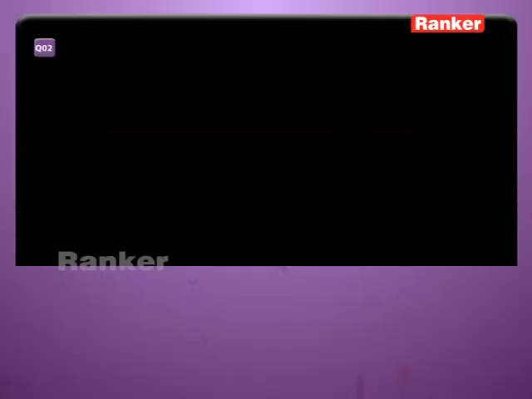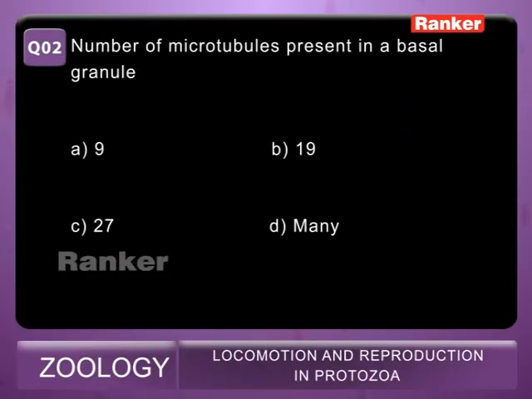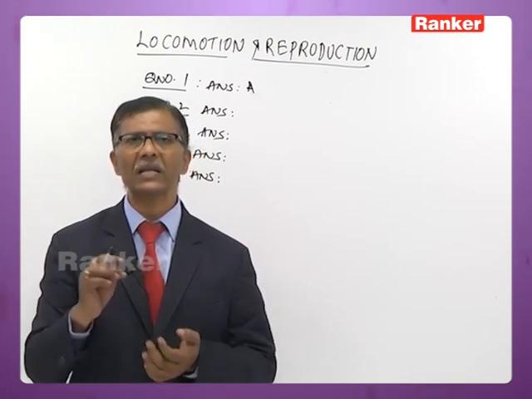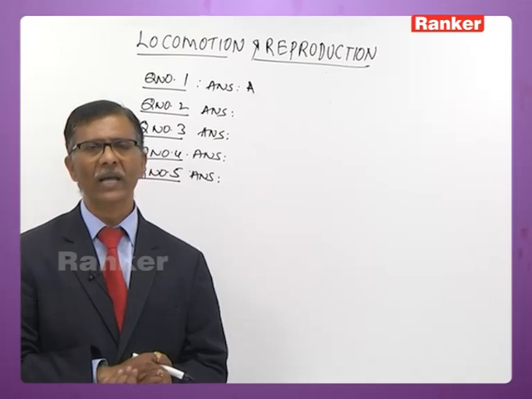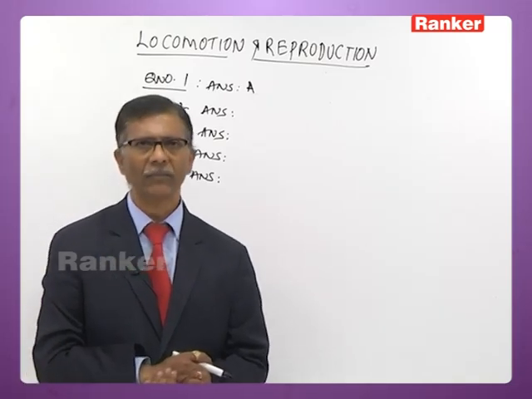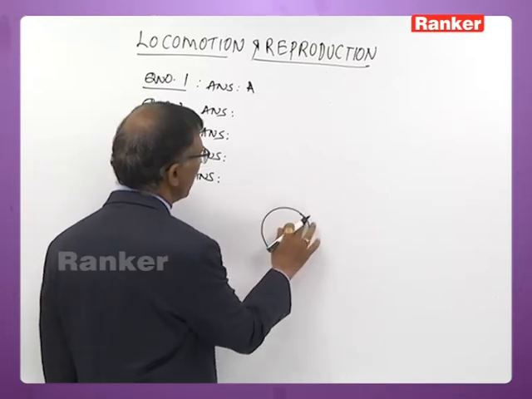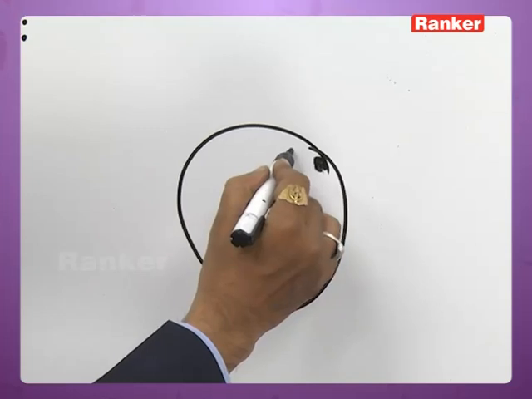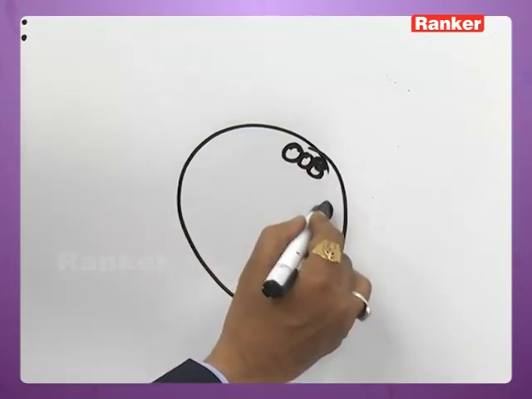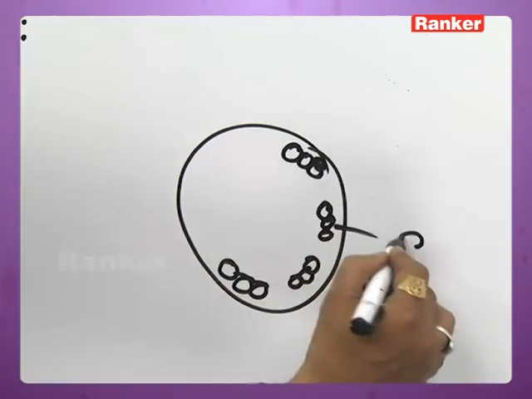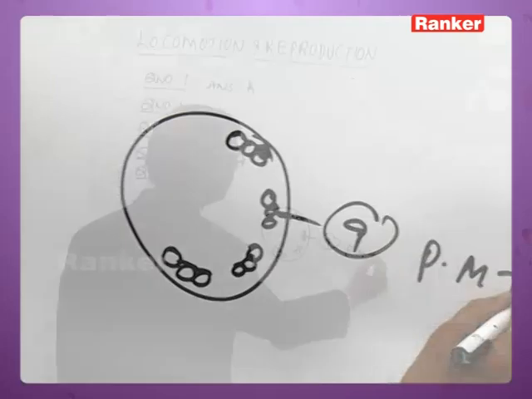The question number 2, number of microtubules present in a basal granule, A 9, B 19, C 27, D many. Basal granule is also called blepharoplast. It gives rise to flagellum. When you take cross section of a basal granule, the blepharoplast has 9 peripheral microtubules where each is a triplet. 1, 2, 3, 4. Like this there are 9 peripheral microtubules.